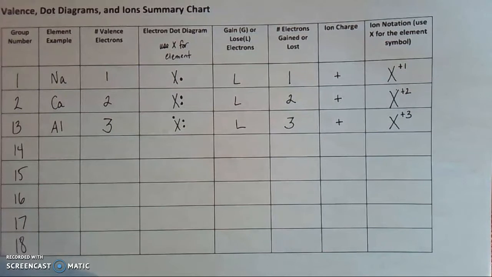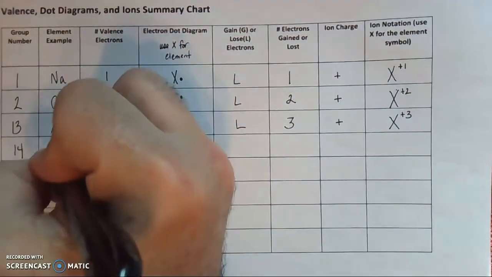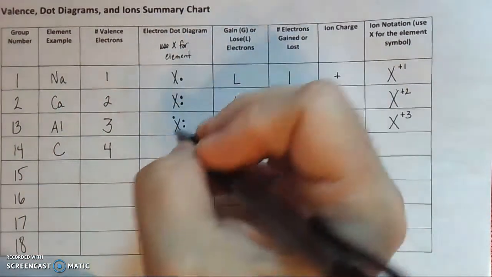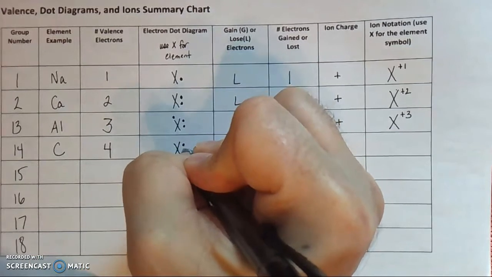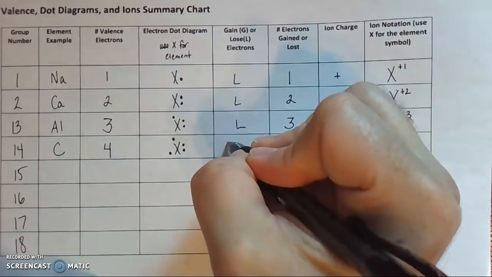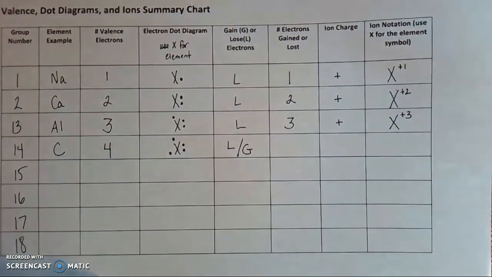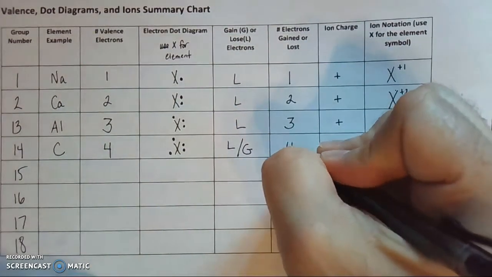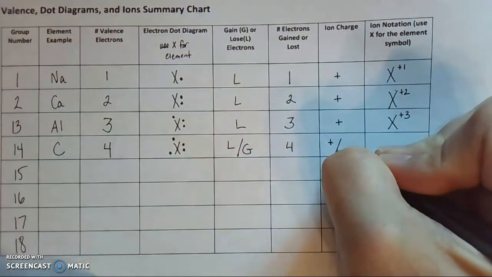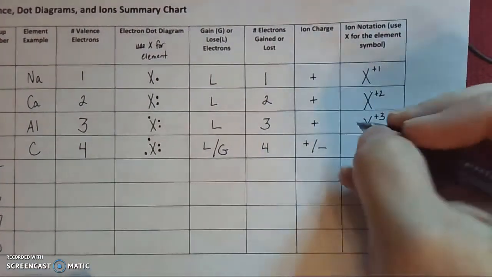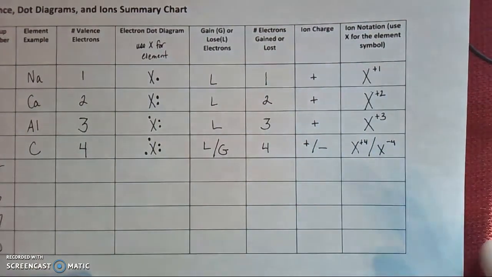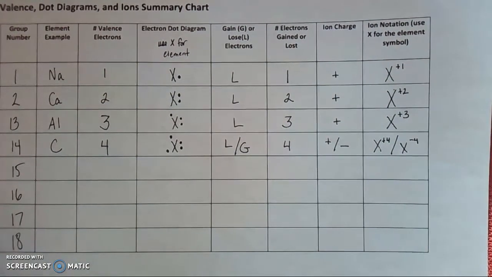Now group 14 is our switching point. Carbon is a good example of an element in group 14. It has 4 valence electrons, so first 2 get paired together, and then they start separating out. This one could go either way. It could lose or gain. But the number is going to be the same. It's either going to gain 4 or lose 4. So if it gains or loses 4, we could have X plus 4 or X minus 4. Either one works for that.